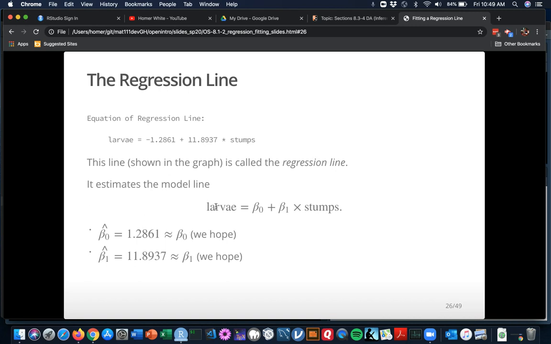And this slide summarizes what I just said, but with a little extra notation. So this little number here is technically called beta naught hat, okay? Means it's trying to estimate the unknown beta naught. That should actually be a negative 1.2861 here. I should fix that. Anyway, we hope it's pretty close to the unknown beta naught. And the number here, the slope estimate, is called beta 1 hat. Hat in statistics means you're trying to estimate an unknown parameter. So we hope that's pretty close to beta 1.